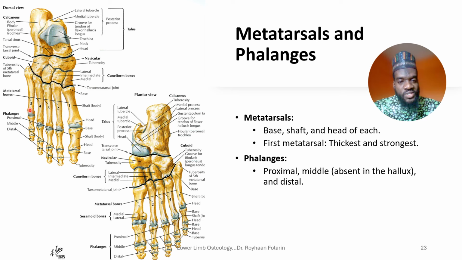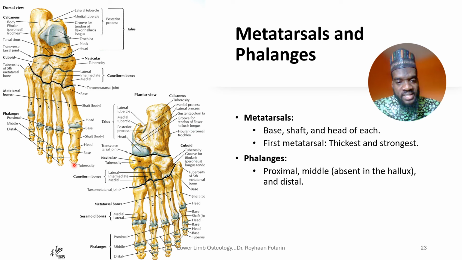Each digit has 3 phalanges, except for the first digit that has only 2 phalanges. Phalanx is the singular, phalanges is the plural. So each phalanx also has a base, a shaft, and a head. Here are the proximal phalanges, here are the middle phalanges, and here are the distal phalanges. But for the first digit, there is only a proximal and a distal phalanx.